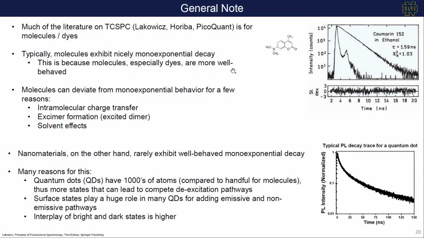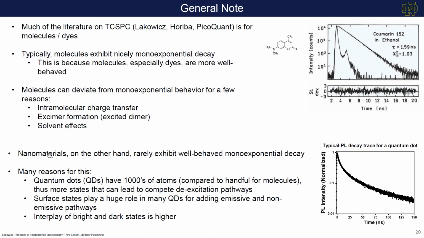Typically, it's molecules that exhibit a nice mono-exponential decay, because they're typically more well-behaved, assuming they're nice and rigid and fluorescent. Of course, molecules can deviate from mono-exponential decay behavior. You can have intramolecular charge transfer, or excimer formation, when two excited state molecules make a dimer, or different solvent effects. But generally speaking, don't be discouraged if your decay traces don't look like perfect mono-exponentials, because this comes from the more molecular photochemistry crowd.